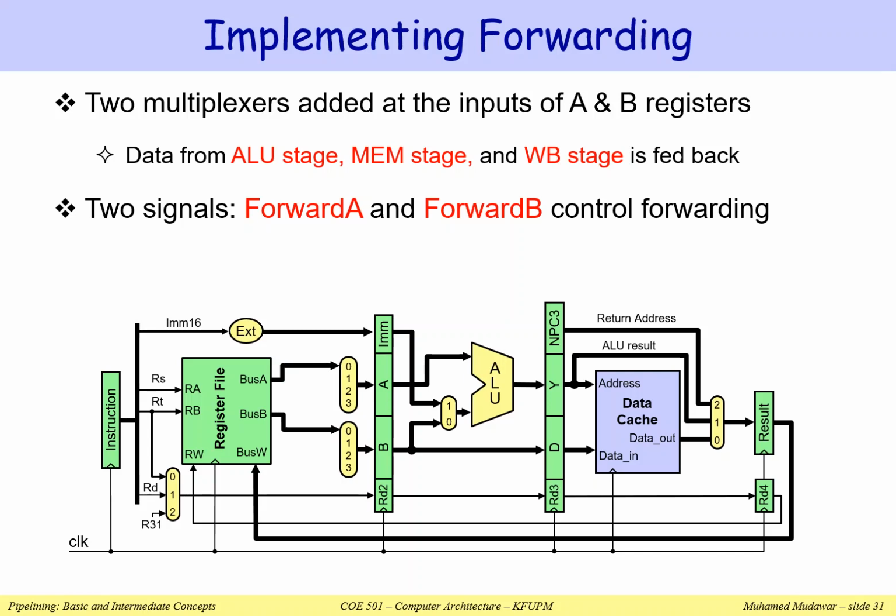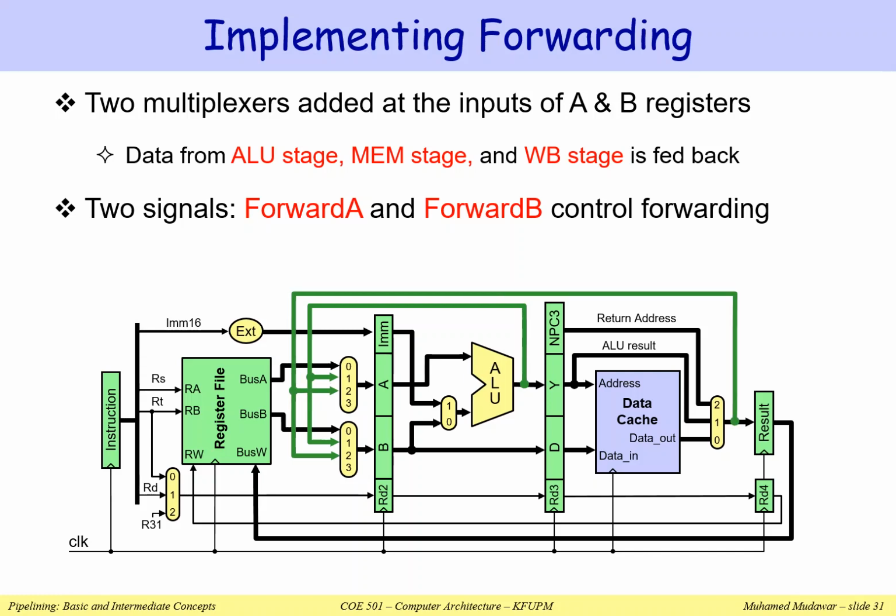So we introduce multiplexers at the A and B input, and we introduce new buses that will connect the output of the ALU back to A and back to B, as well as the data from the fourth stage of the pipeline back to A and back to B, as well as the result which is available on the bus W, which is going to be written into the register file. So this will be the input to the register file. This result, which is written back into the register file, is also fed back to the A and B input.